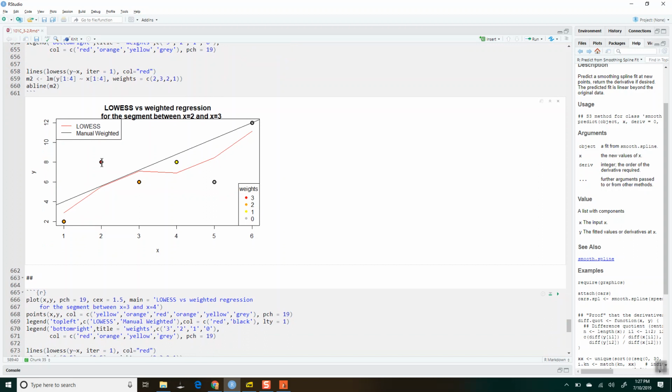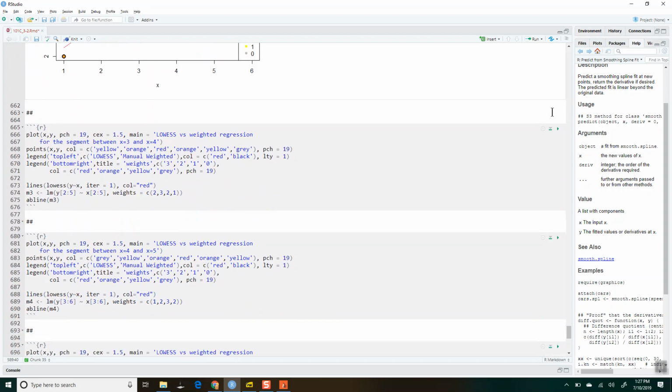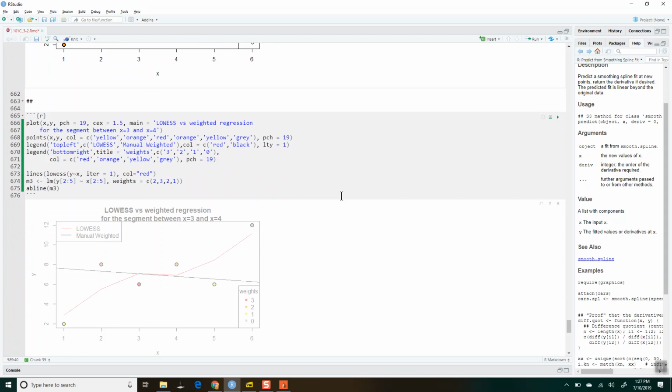For this one, the window is centered here, and we have the points next to it. So this gets a weight of 3. These 2 points get a weight of 2. This point gets a weight of 1, and these points get a weight of 0. So it tries to fit those, and when it does, it gets this line. And then, moving on, it does something similar here.